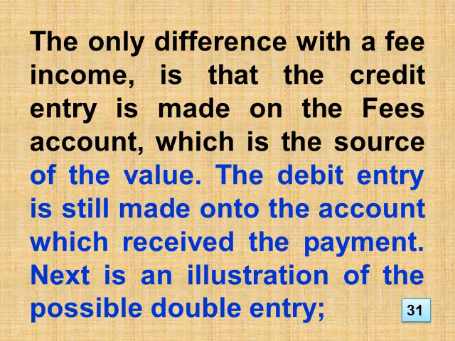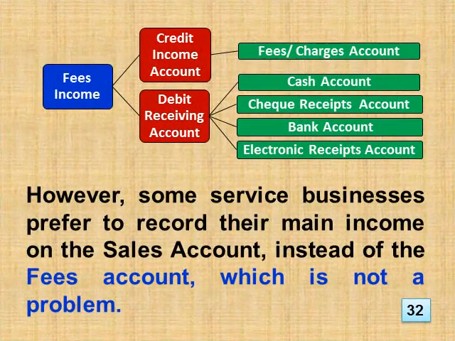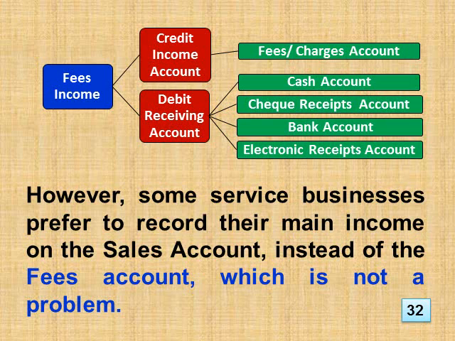Next is an illustration of the possible double entry. Recording fees income. Credit the income account, which is the fees charges account. Debit the receiving account, which is either the cash account, check receipts account, bank account, or the electronic receipts account. However, some service businesses prefer to record their main income on the sales account, instead of the fees account, which is not a problem.